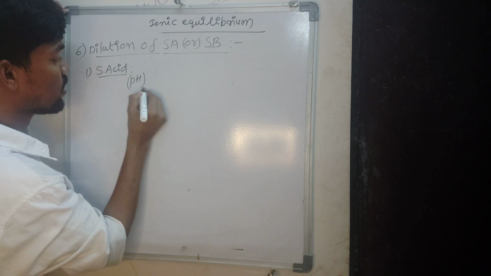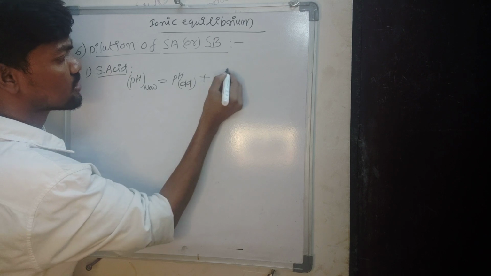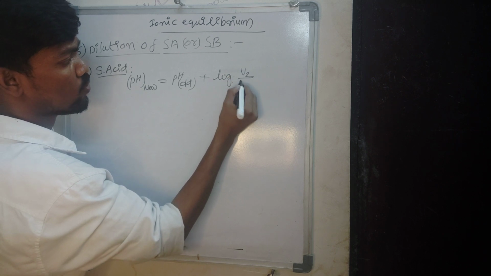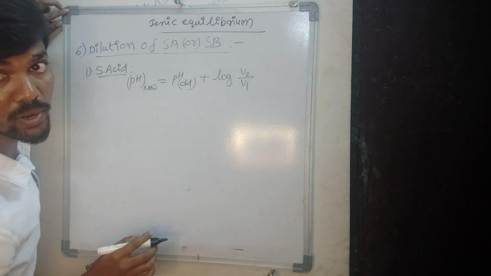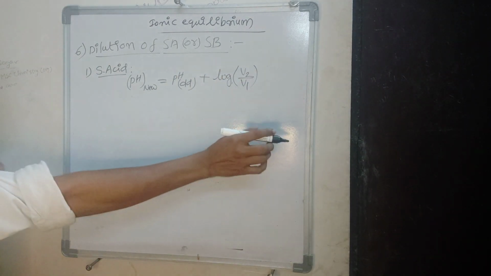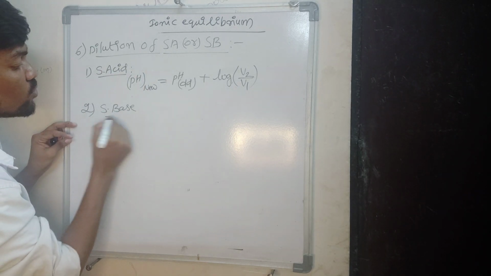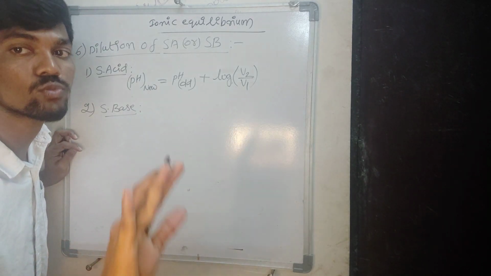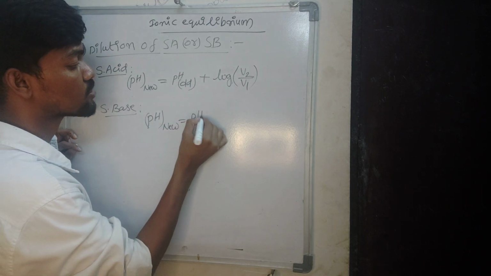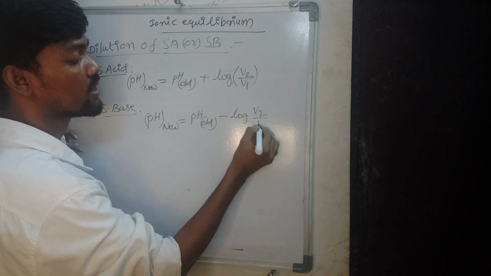pH new will be equal to pH old plus log V2 by V1. This you have to remember, log V2 by V1. So this is for acid. If a strong base is given, how can you find pH new, not pOH new? So pH new is equal to pH old minus log V2 by V1.